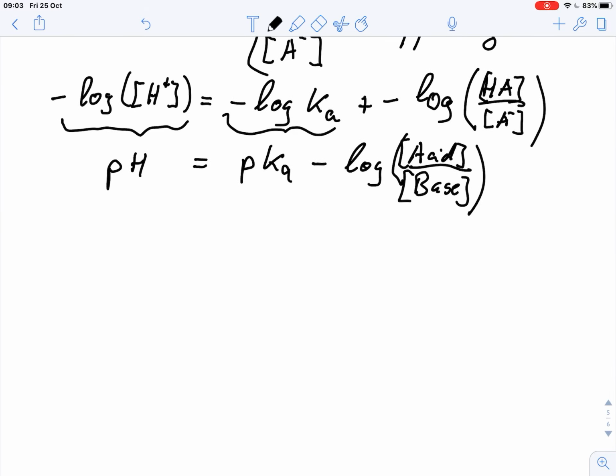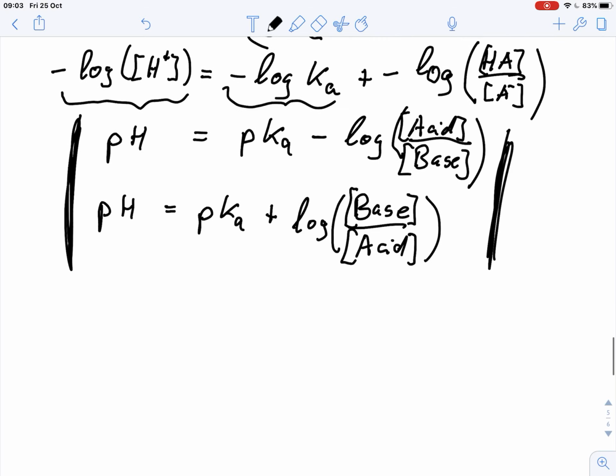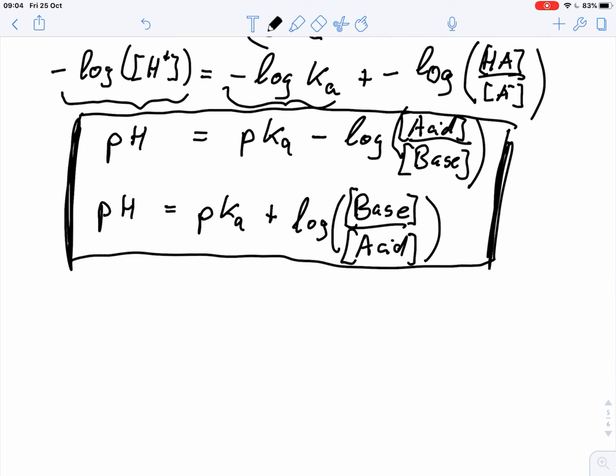I can also write it in a slightly different form. I can also write it as pH equals pKa, and that is, according to the rules of logarithms, plus log of the base concentration divided by the concentration of the acid. Both equations are absolutely equivalent, and you can use whatever equation is more convenient for you. So this is the Henderson-Hasselbalch equation.